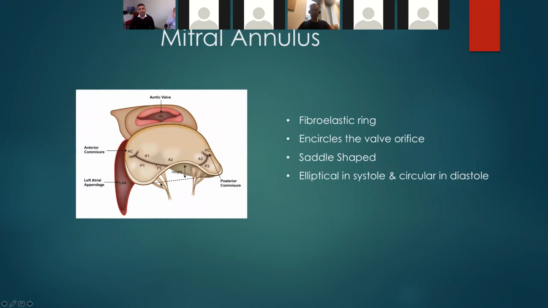To start with the mitral annulus: it's a fibroelastic ring which encircles the valve orifice. It's a saddle shape, and interestingly, its shape is elliptical in systole and it becomes circular in diastole. You can see anteriorly it has the aortic valve, and on the lateral side it has the left atrial appendage.